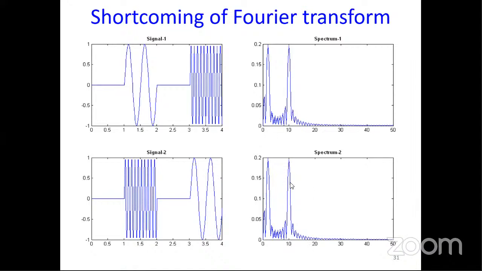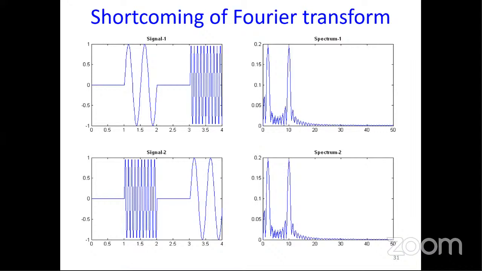That means I am not able to get the time information. I don't know whether 2 Hertz is appearing first and 10 Hertz next, or 10 Hertz first and 2 Hertz next. From the spectrum, I may not be able to say precisely which frequency is coming first and which frequency is coming next. That is the major drawback of Fourier transform. So even though it is a very good tool to give the frequency content of the signal, unfortunately, it is not giving any time information.